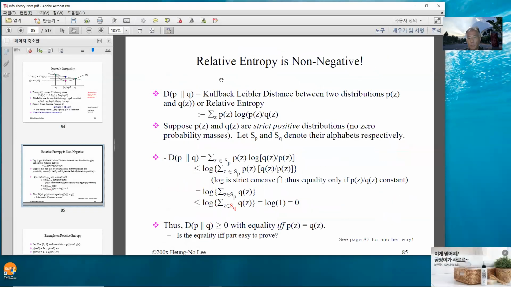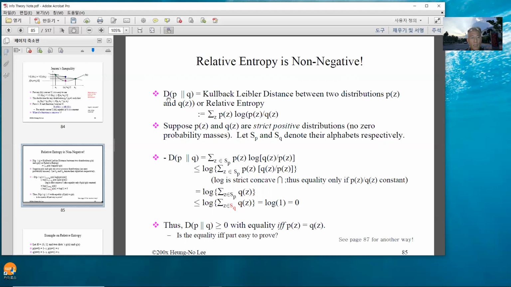In this page, we want to talk about relative entropy. Relative entropy is non-negative. Relative entropy is a Kullback-Leibler distance between two distributions, P(Z) and Q(Z). In this notation, the order which comes first matters.